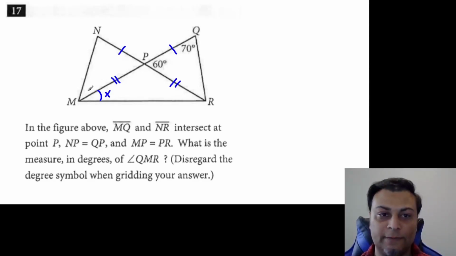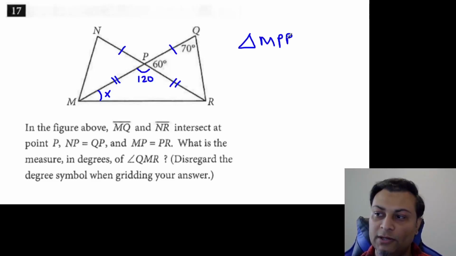Q to M to R. Okay, so let's calculate this angle here because it's next to the 60. These two must sum to 180. That makes this 120. Now, this triangle MPR, these two are the same length. So what we have is an isosceles triangle.